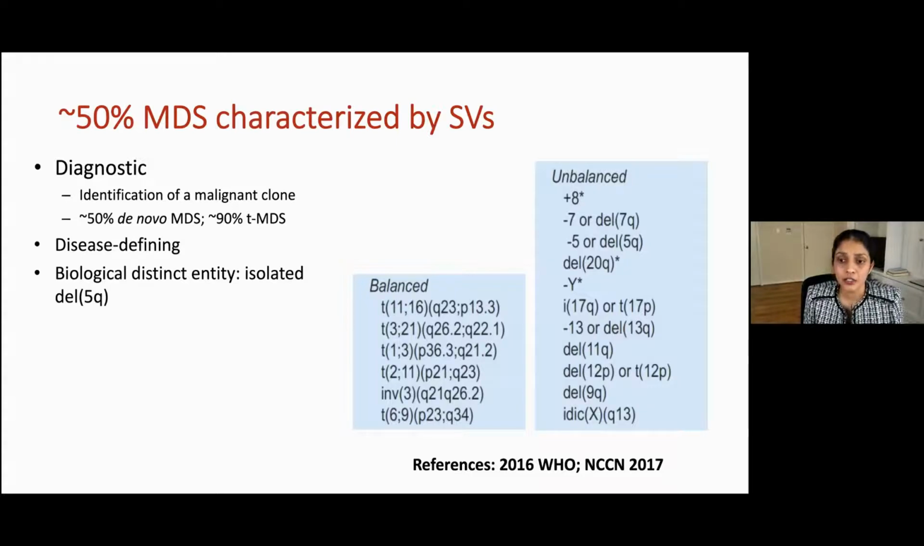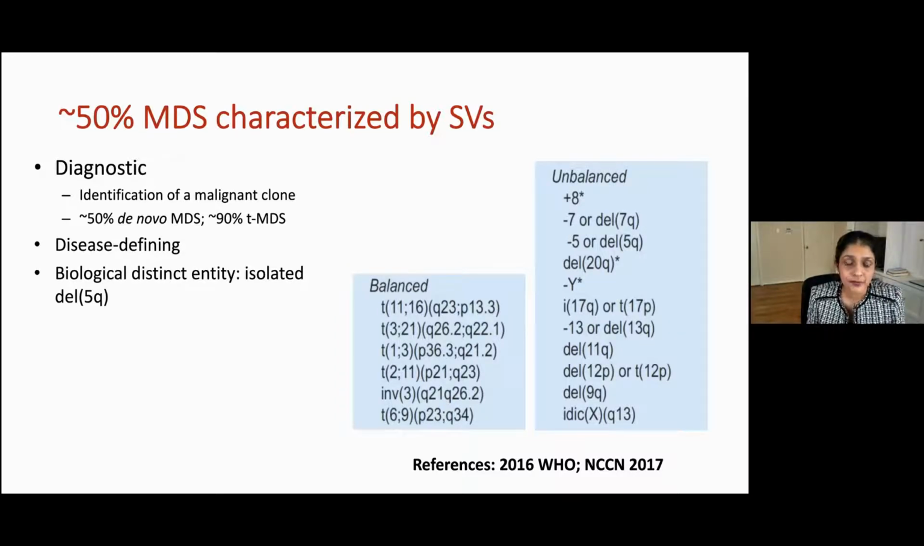So why myelodysplastic syndrome? How important are structural variants in clinical management of myelodysplastic syndromes, or MDS? Now, based on the WHO classification guidelines, the diagnosis of MDS is dependent on recognizing dysplasia in at least 10% of cells in any of the three lineages. That would be granulocytic, erythroid, or megakaryocytic lineages.